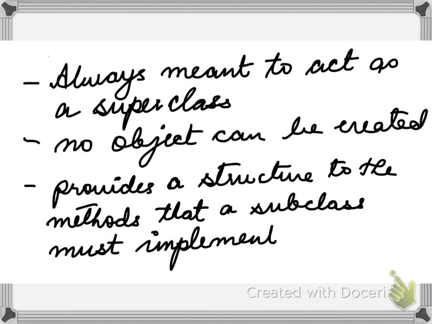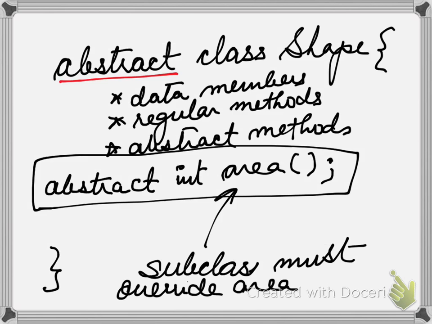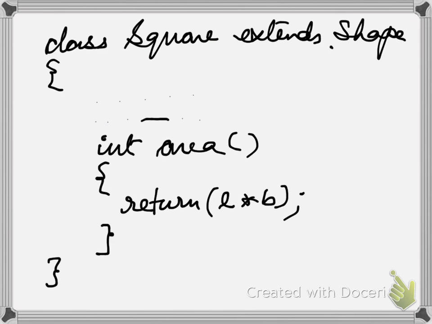Then it simply provides a structure to the methods that a subclass must implement. So this is again what I have mentioned, that it provides a guideline as to which methods must be implemented by the subclass. So this is your abstract classes. So we'll see one example of this in the next video.